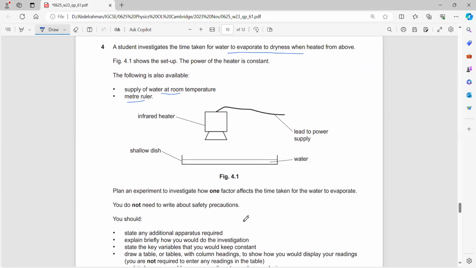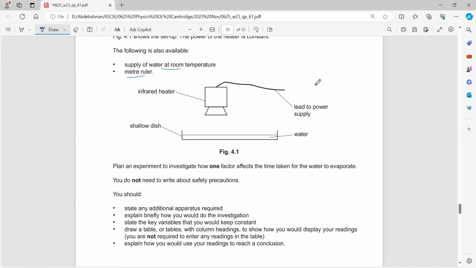What are the factors that could affect evaporation? Volume, yes, volume of the water. Distance of the water from the heater. This is a really good one. The distance of the water from the heater. Correct. Other factors that could affect it are the initial temperature of the water. Other factors are, for example, the room temperature. Other factors are the surface area of the water. If the surface area of the water was less, the evaporation would be less. So we have several factors.